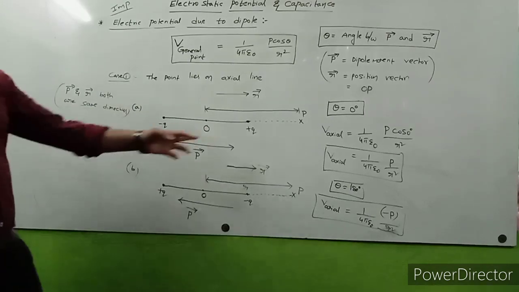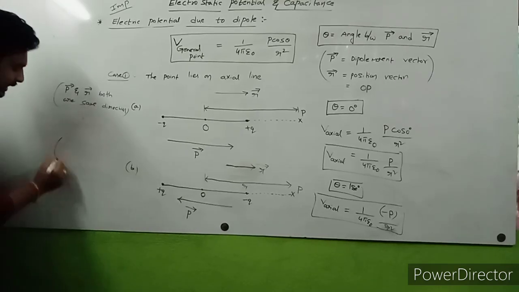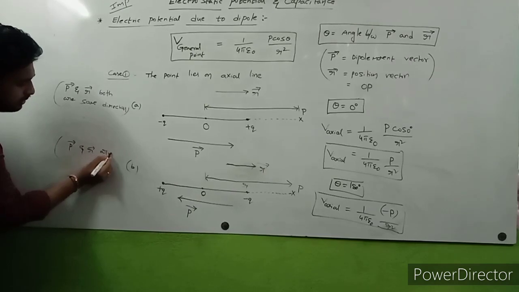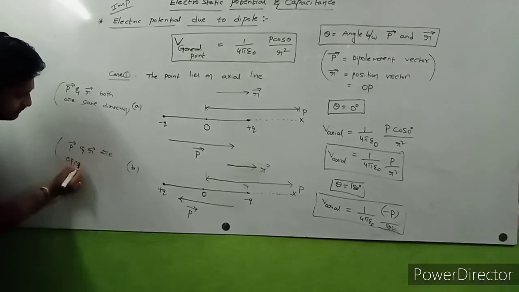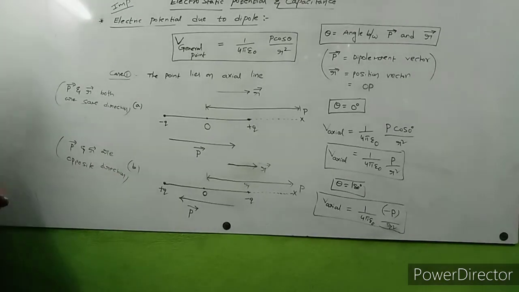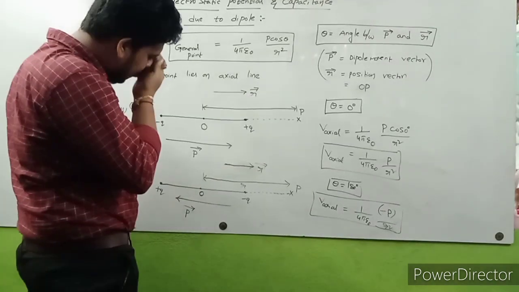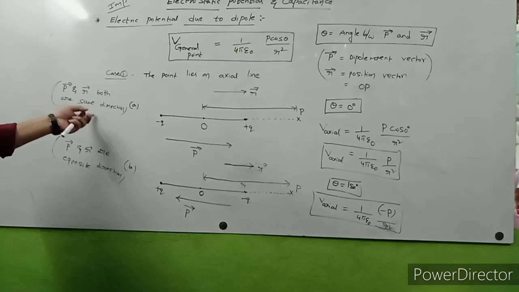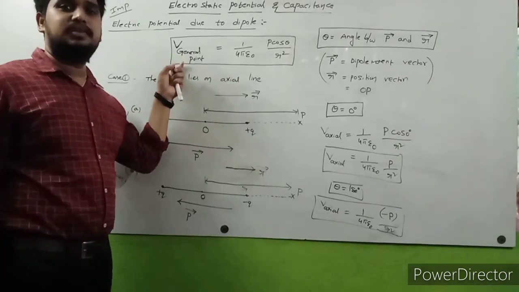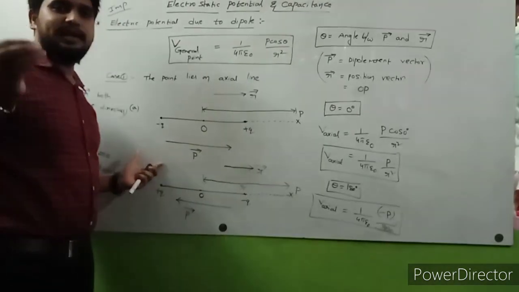That time, V axial formula is 1 by 4 pi epsilon naught into P by R square. In the second case, if the dipole moment direction and R bar are in opposite directions, we get minus 1 by 4 pi epsilon naught into P by R square. So this is the second case, and that was the first case. Please observe carefully, this is the general formula. If you know this formula, the two cases on the axial line are easy to solve.